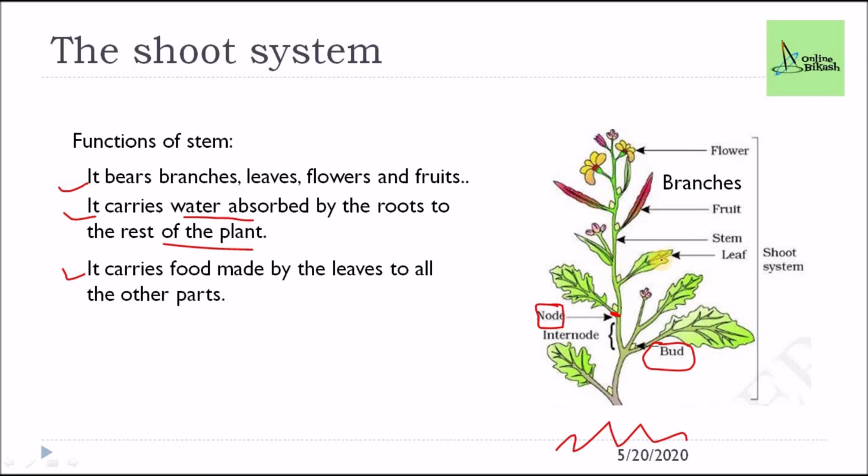In a tree the food is manufactured in the leaves, yes or no, with the process of photosynthesis. We will discuss that in part 3 of this video. From that leaf the food will be distributed all along the tree with the help of the stem. So the stem carries food made by the leaves to all the other parts. How do they transport this water and food? We will discuss in part 2 of this video.